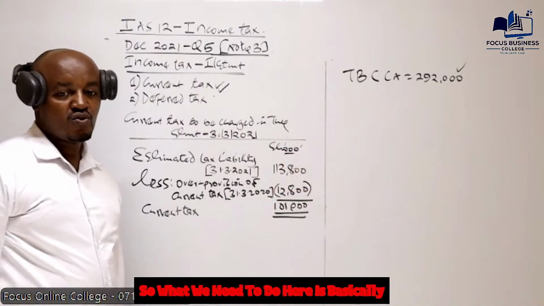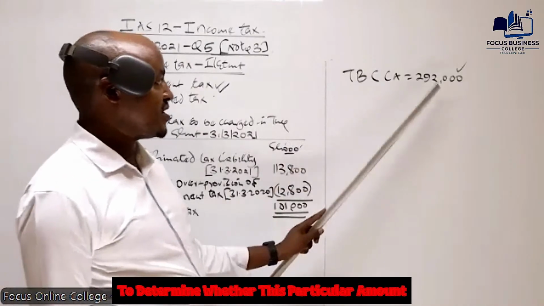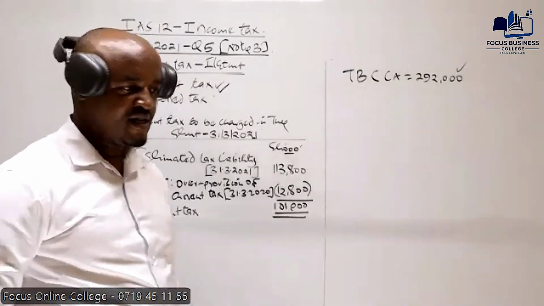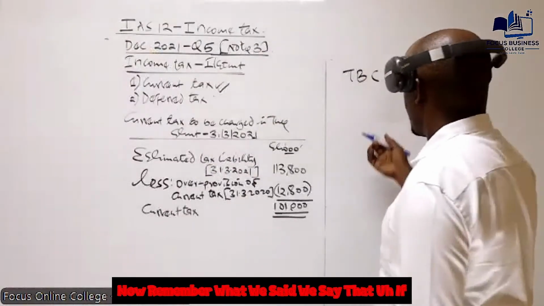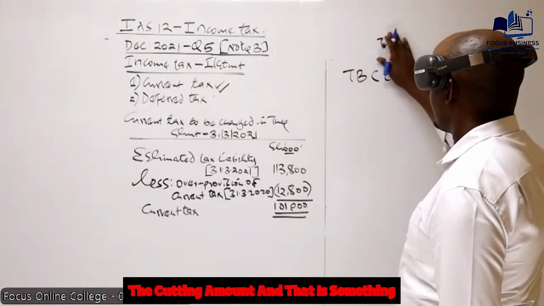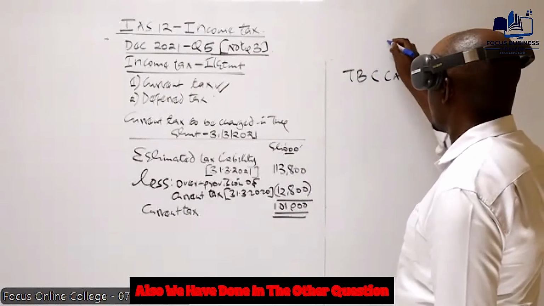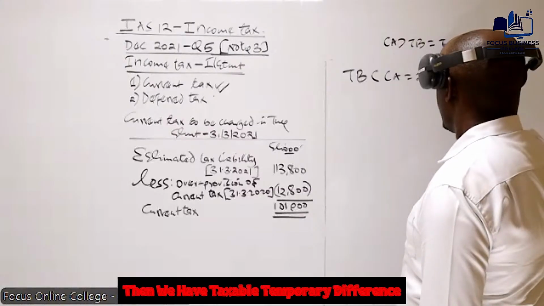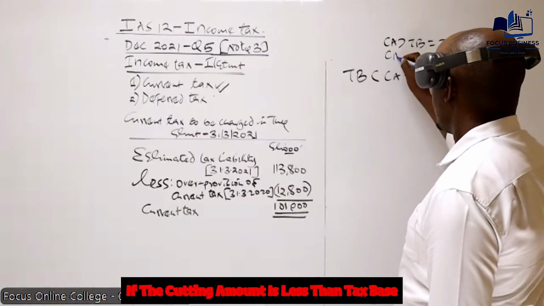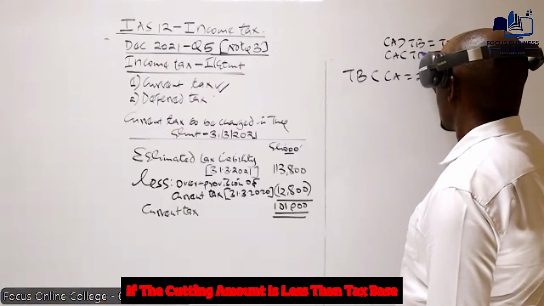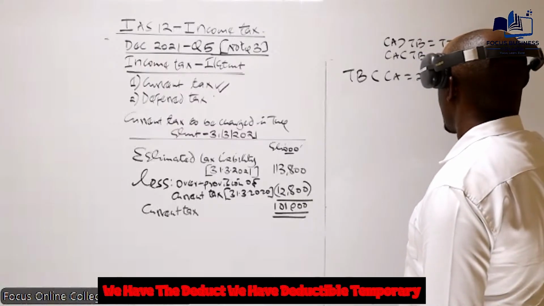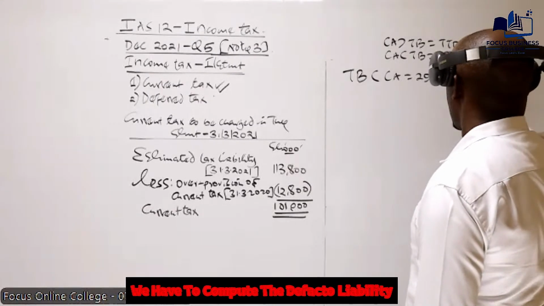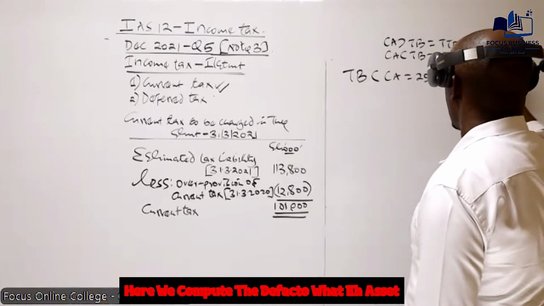So what we need to do here is determine whether this amount is a taxable or a deductible temporary difference. Remember what we said: if the carrying amount is greater than the tax base, we have a taxable temporary difference. If the carrying amount is less than the tax base, we have a deductible temporary difference. In the first case we compute the deferred tax liability; here we compute the deferred tax asset.